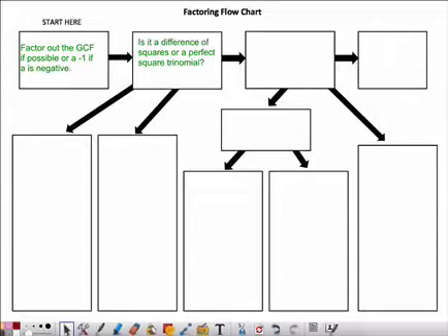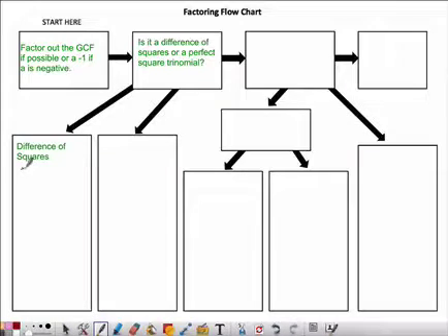In the next box, you determine whether the polynomial that you're given is a difference of squares or a perfect square trinomial. Okay, if it's no, we're going to head this way, but for now we're going to go into each of these boxes. I'm not giving you an example, we're just going to fill it out and give you an example in each box. Okay, so let's say that you determine that it is in fact a difference of squares, and now I'm going to give you an example.